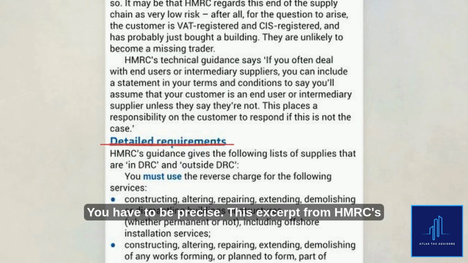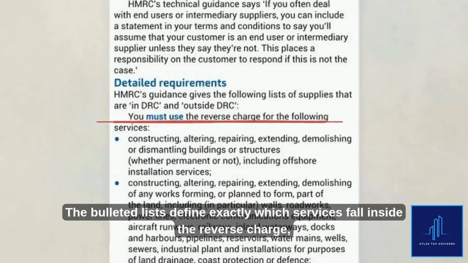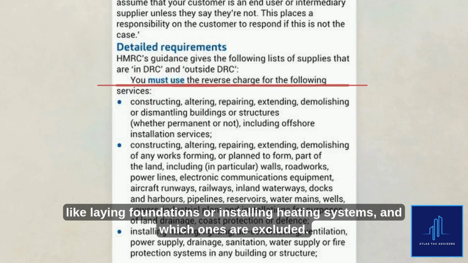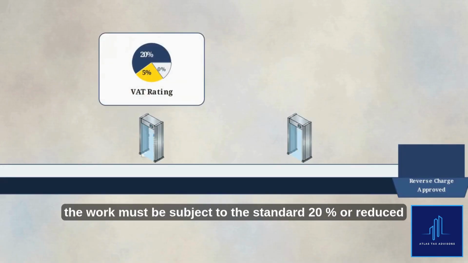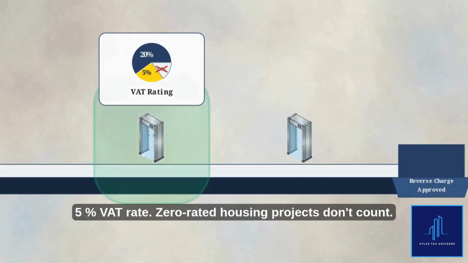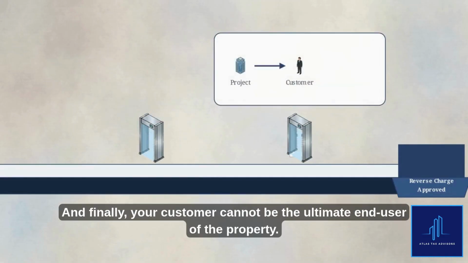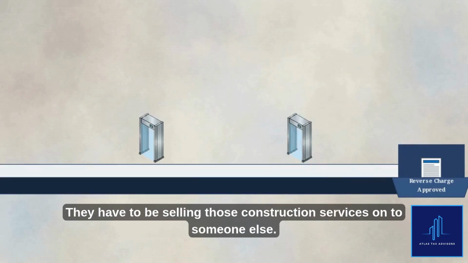This excerpt from HMRC's technical guidance shows the strict boundaries of the CIS. The bulleted lists define exactly which services fall inside the reverse charge, like laying foundations or installing heating systems, and which ones are excluded. To pass these last two gates, the work must be subject to the standard 20% or reduced 5% VAT rate. Zero-rated housing projects don't count. And finally, your customer cannot be the ultimate end user of the property. They have to be selling those construction services on to someone else.